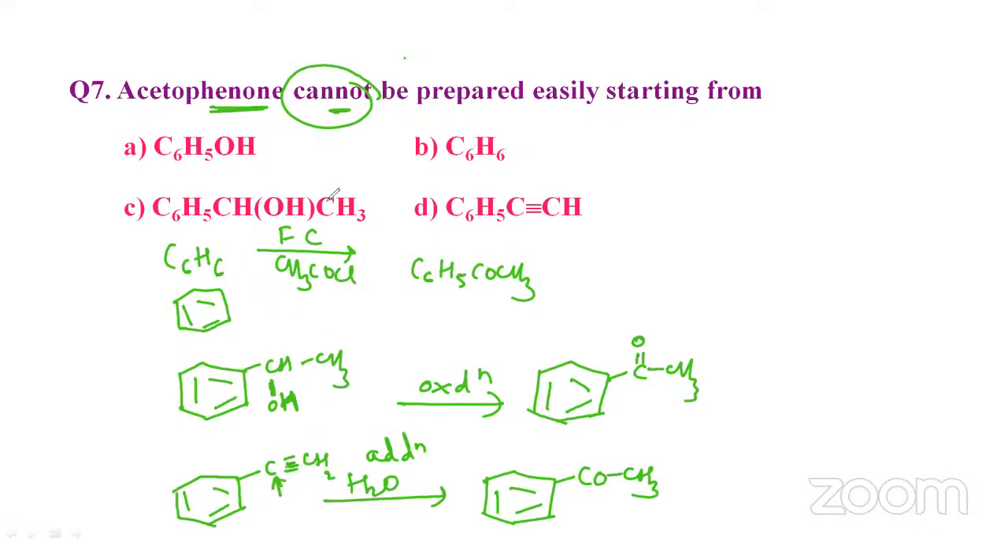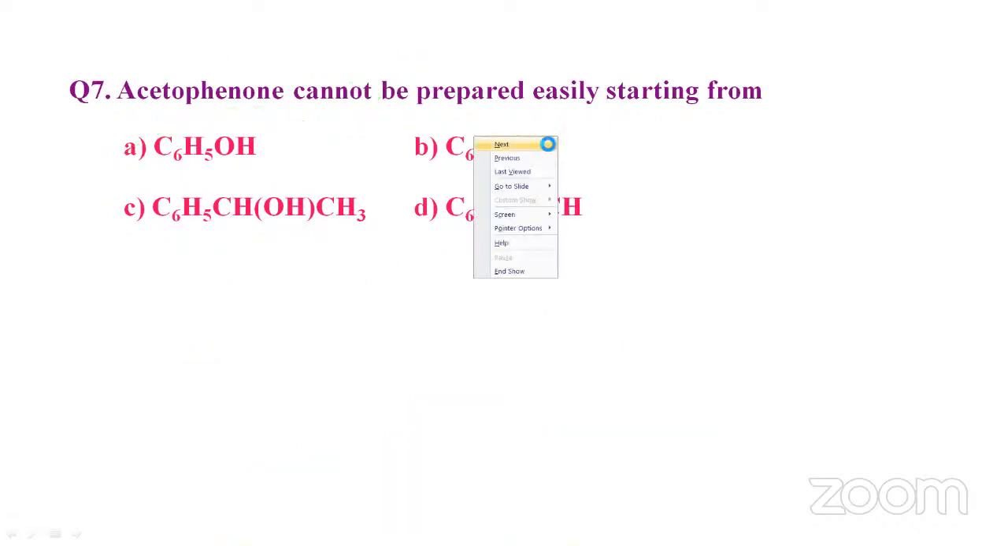So acetophenone cannot be prepared from alcohol. Okay, it cannot be prepared from alcohol. So the correct answer is A. By all these methods, taking this starting reactant, you can prepare your acetophenone only from A. We cannot prepare the acetophenone from the others. Okay, so we'll go for the next.